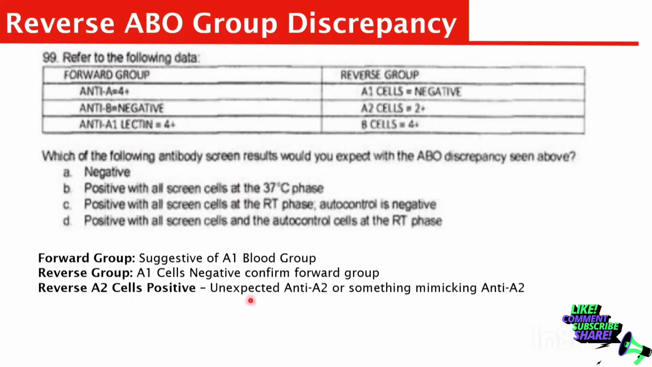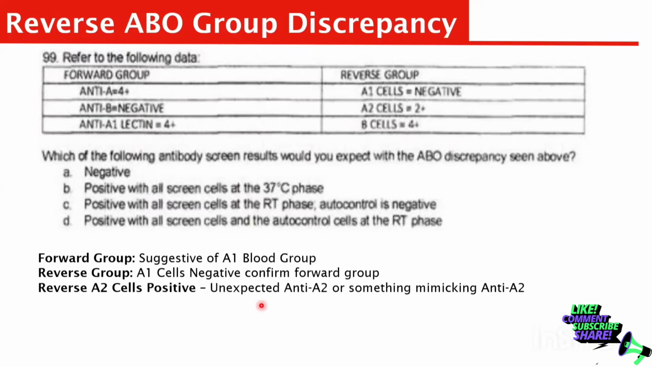This is unexpected, like I've said. This shouldn't be the case. It's saying that this person has anti-A2, which is unlikely, because of the weak expression of A2 cells. Even if, for some reason, this person was transfused with blood group A2 cells, it's unlikely that the person would produce antibody to A2 cells.